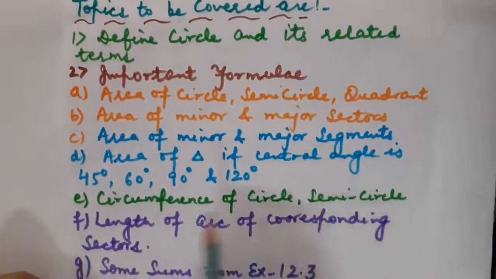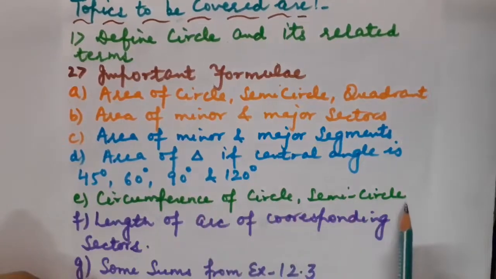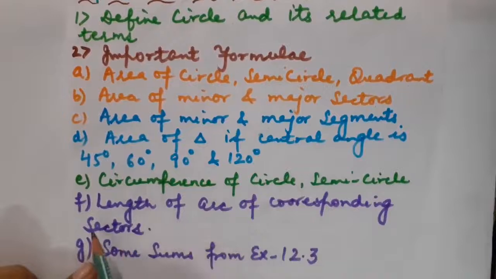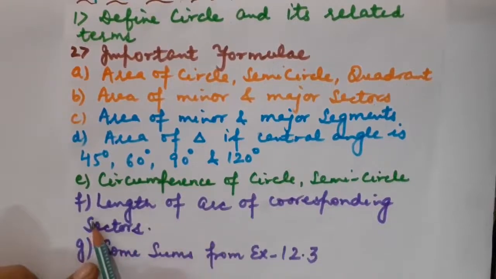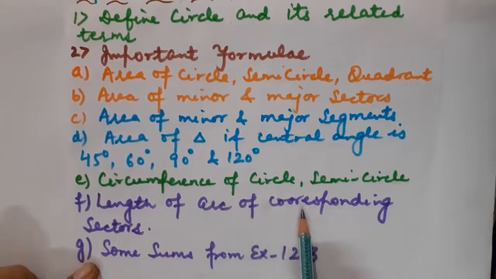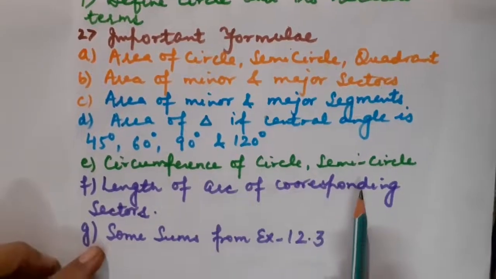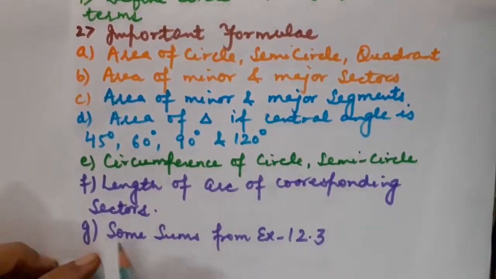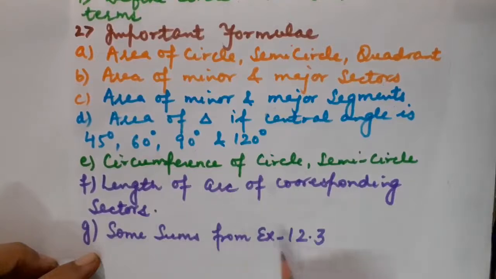Correct? Children, after that, I will make you revise the formula of circumference of the circle as well as semicircle. Okay, the next topic is we will be switching to calculate the length of the arc of the corresponding sectors. Okay, either the sector is minor or major. That depends. And children, at last I will make you revise a few sums from exercise 12.3.